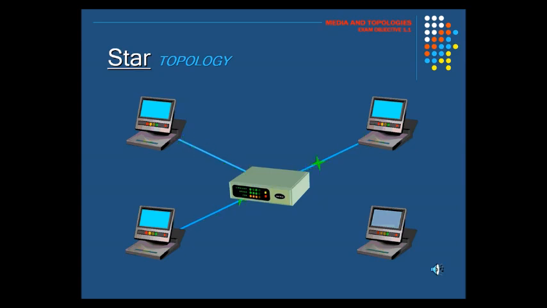However, a disadvantage of the star topology is that if the central hub or switch fails, then all the computers on that central point would be affected. This is called a single point of failure. If this happens, the entire network goes down.